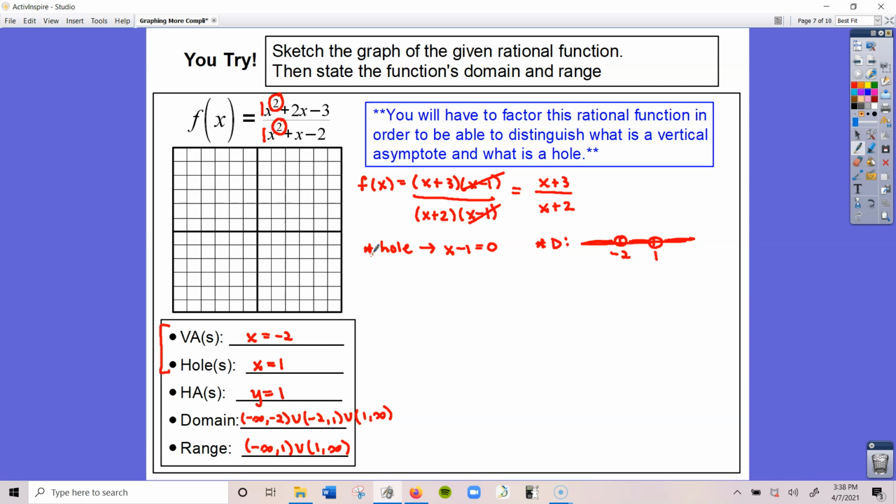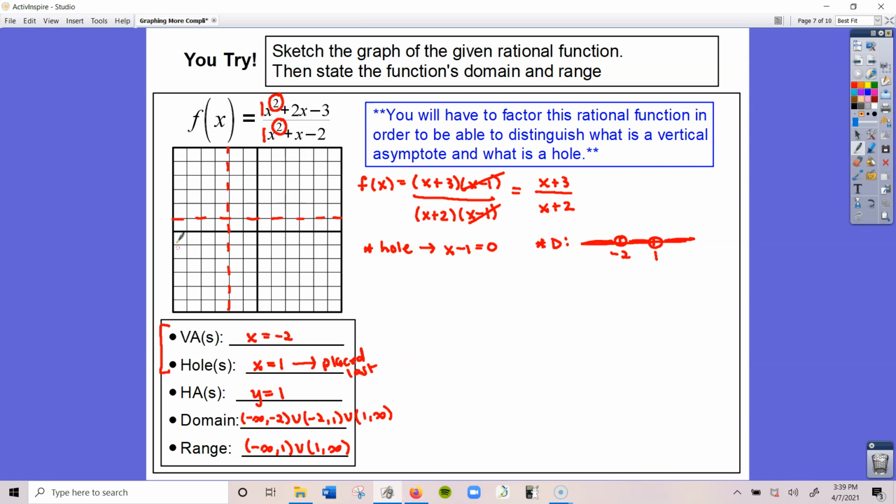Now we're ready to start figuring out our graph. Once you want to start putting things on here, we would start off by placing the asymptotes, just like before. So we have x is equal to -2 and y is equal to 1. The hole is going to be placed last. That is the very last thing that you do on your graph. We'll get to that part later.